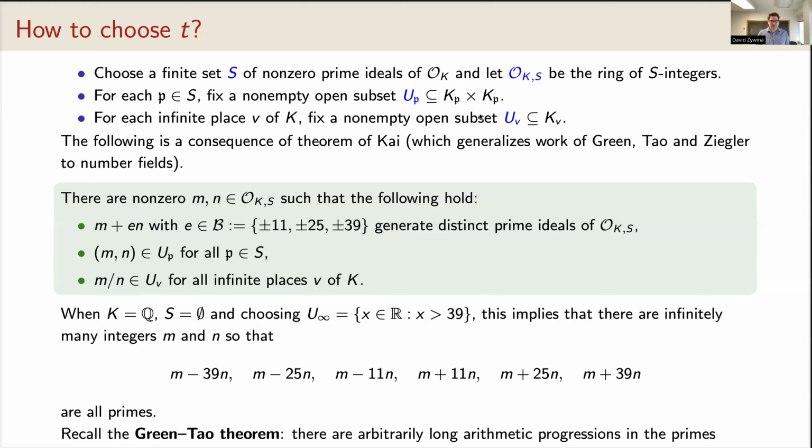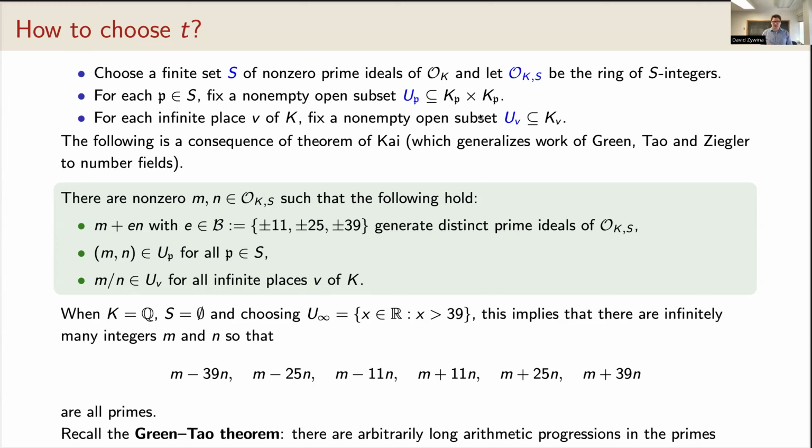Maybe it's a lot, but when K is Q and S is empty, you have the infinite place. You can choose it to be the real numbers greater than 39. And all this above just says there are infinitely many regular integers such that m minus 39n, m minus 25n, et cetera, up to m plus 39n are all just regular prime numbers. The condition U_infinity is there just because when we think about prime numbers, usually we want them to be positive, so I'm forcing them to be positive.